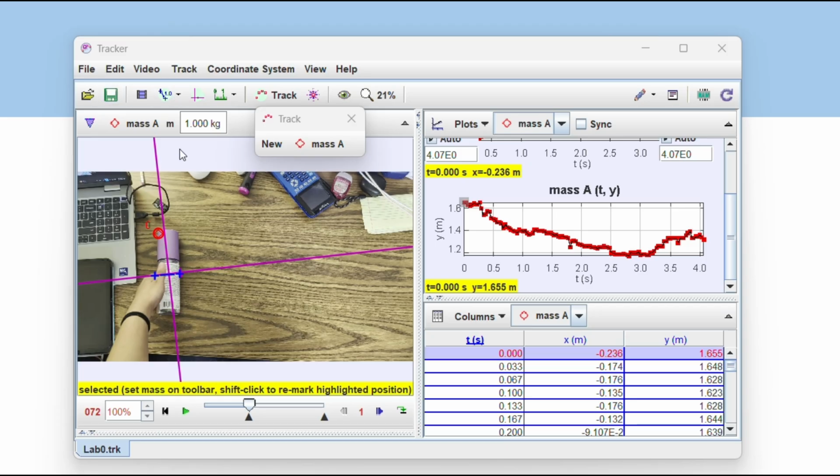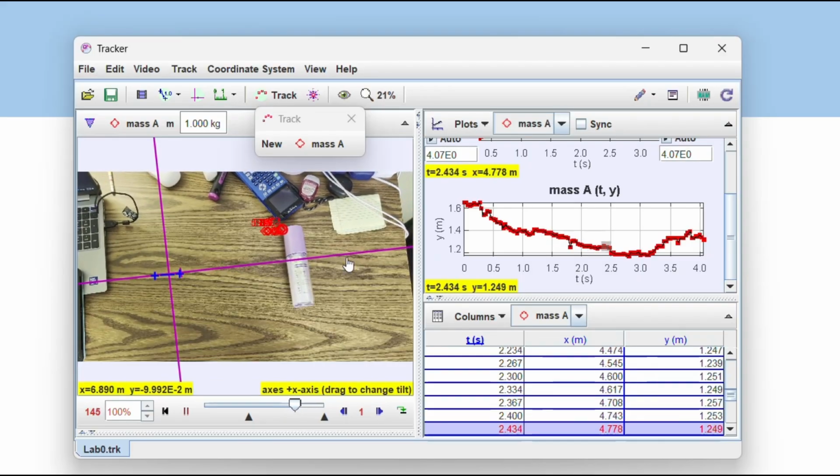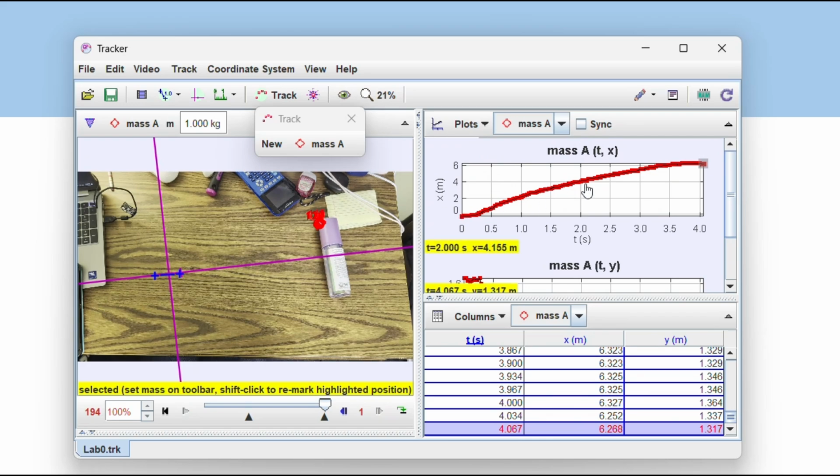As you can see, this is my Tracker software, and you can see the moving object, which is a self-tanning mousse bottle. At 0 seconds, as it starts to move, you can see the bottle is moving across the x direction, in the positive direction, and over here it makes somewhat of a linear line.